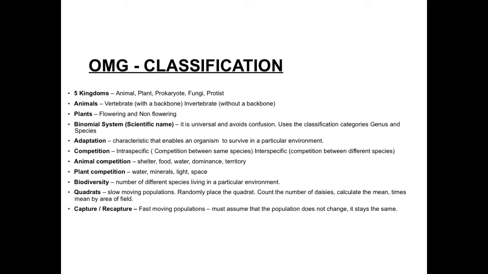We also then know that we have animals, and animals can be split into vertebrates and invertebrates. And as you can see here, vertebrates are animals with a backbone, and invertebrates are animals without a backbone, which you'll need to be able to define, because they do ask that for a quick 1-mark question. Then plants can also be classified into whether they are flowering and non-flowering plants.